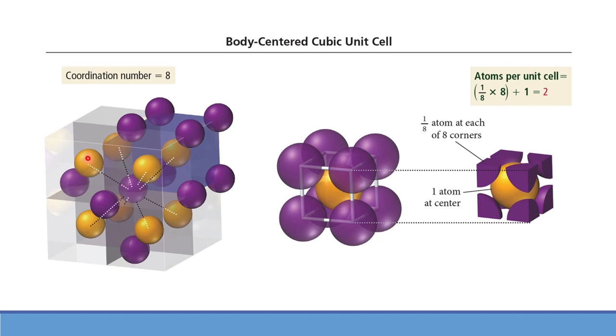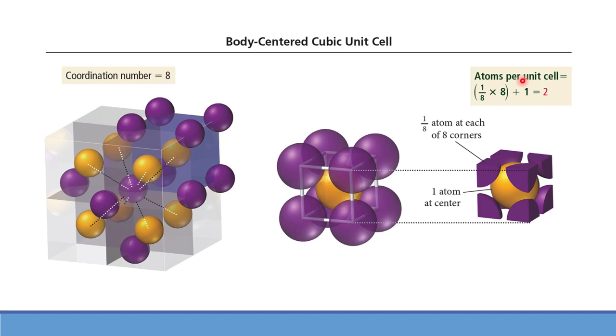These are not different particles. These are the same. So this isn't like sodium chloride that we're looking at. The reason they are different colors is so that you can see the difference, but these are the same. So this purple guy right here, we can draw a straight line to 8 unique other particles. And so our coordination number is 8.